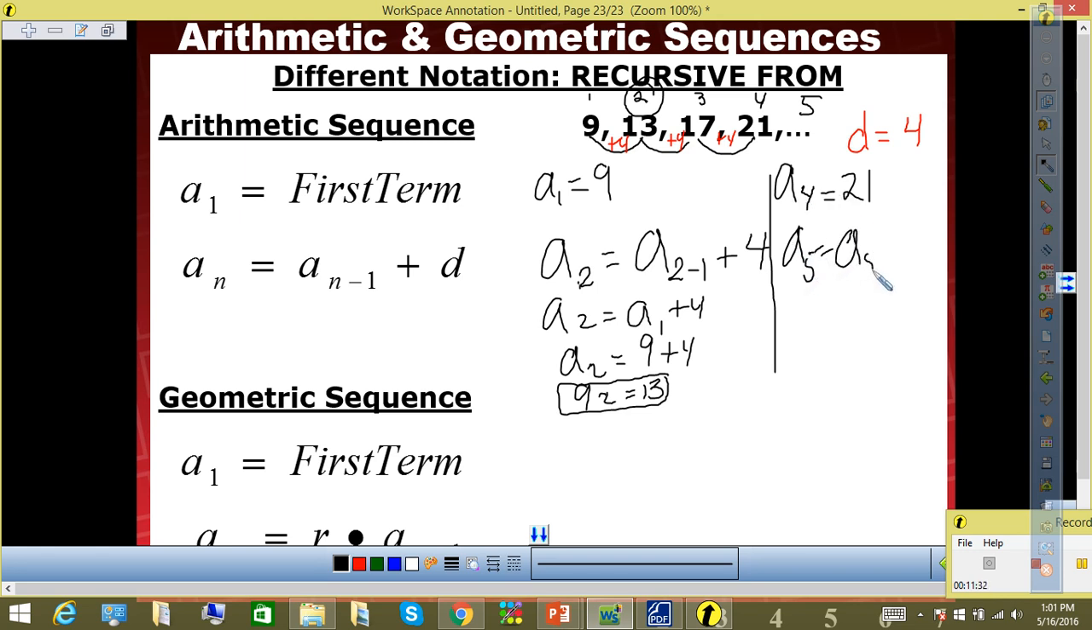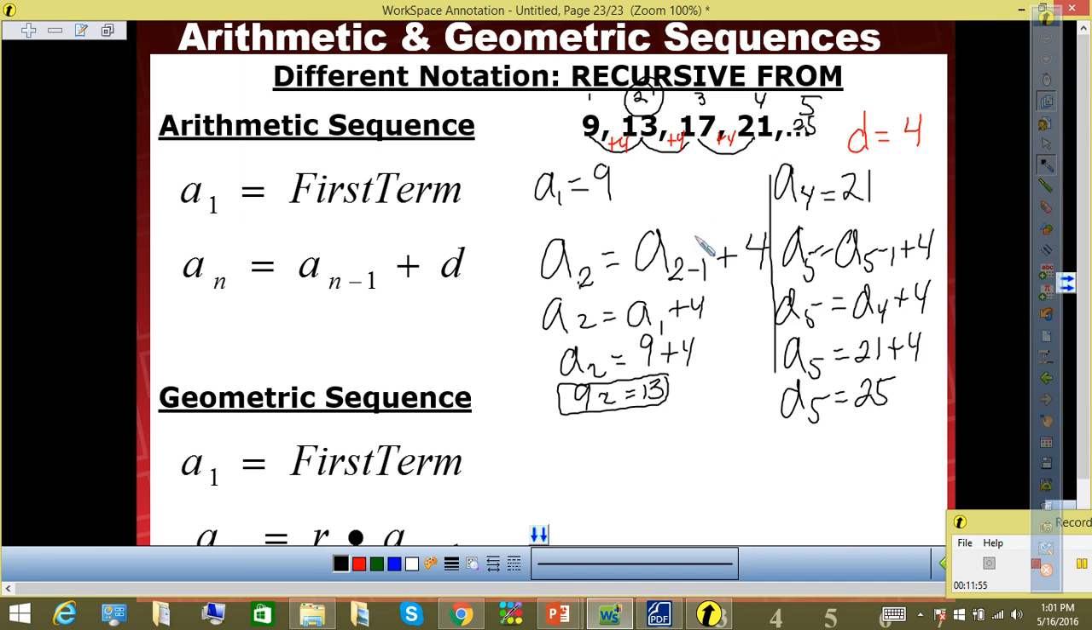So this is A sub 5 equals A sub 5 minus 1 plus 4. A sub 5 is A sub 4 plus 4. What is A sub 4? 21 plus 4. Therefore, A sub 5 is 25, and that's how we get that term.